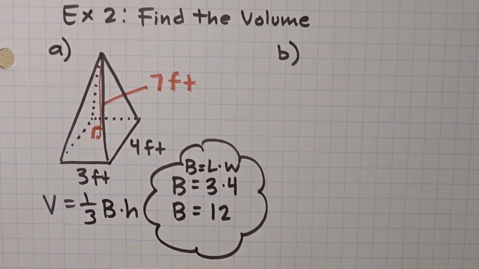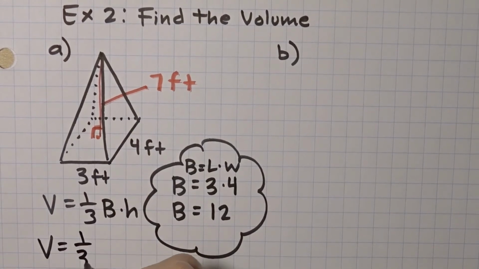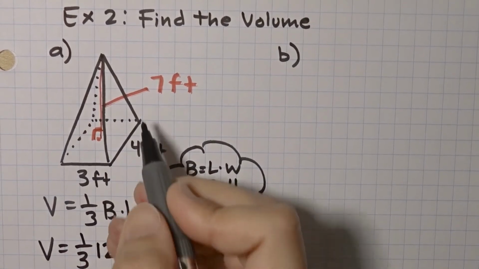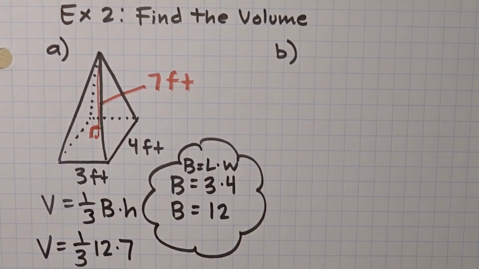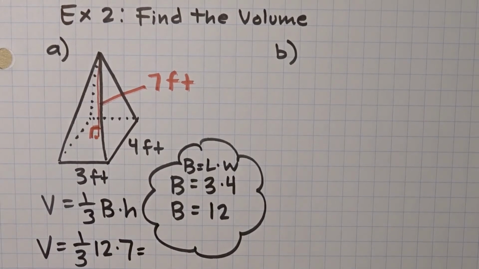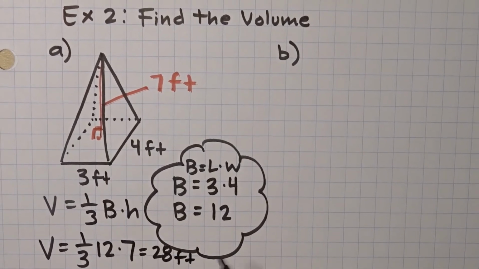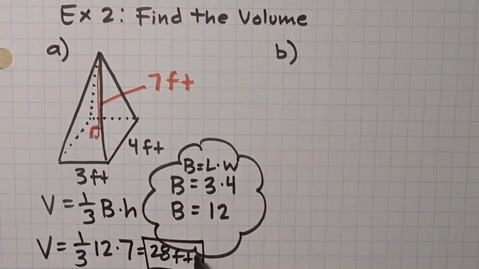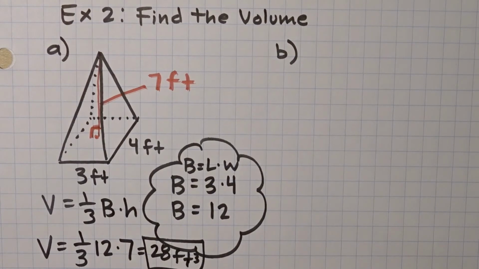Okay. So that's 12. So volume is equal to 1/3 the base, which was 12, times the height of this pyramid, which is 7. So that's equal to 28 feet cubed. All right. All right, let's do example B over here.